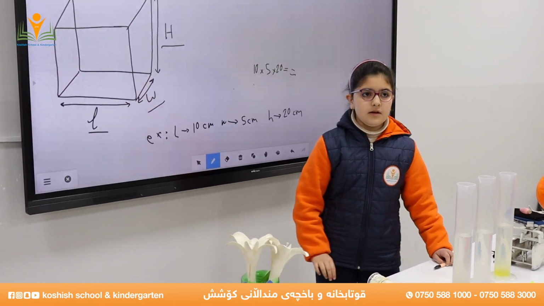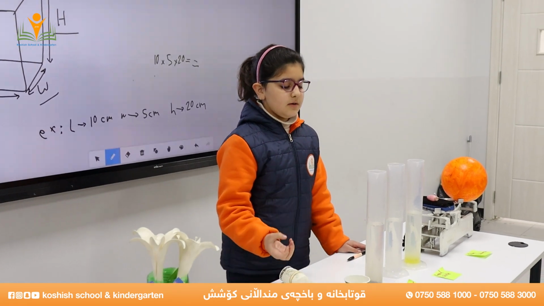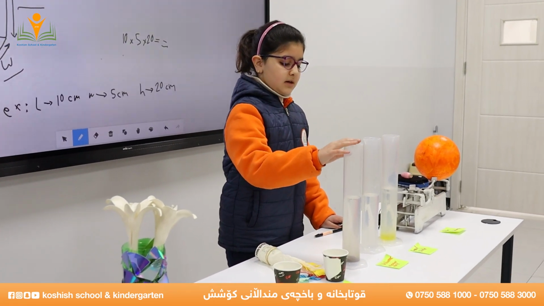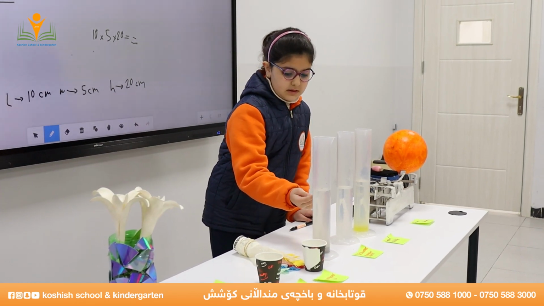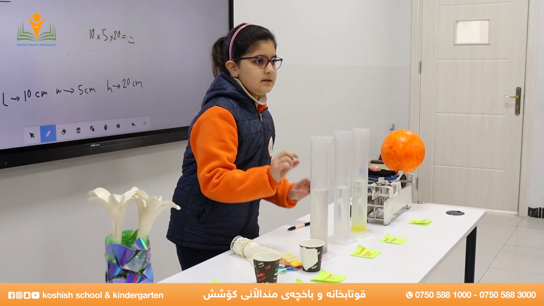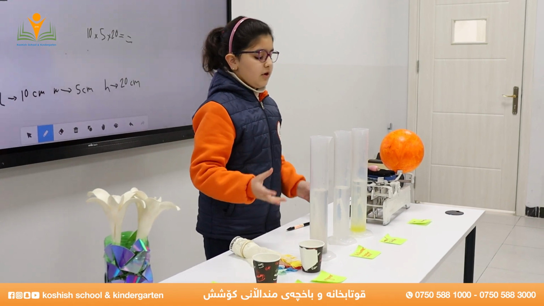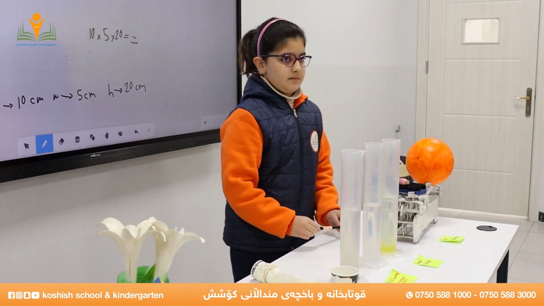And for an irregular shape, we put the irregular shape into a bowl like this, and how much is added? It's this much volume of the irregular shape.